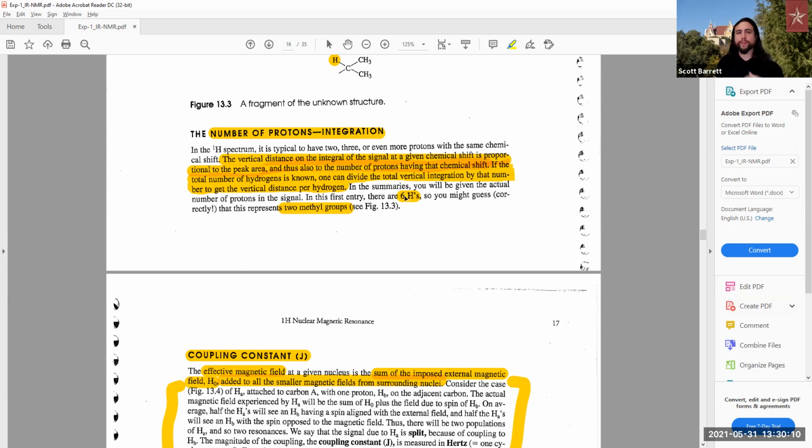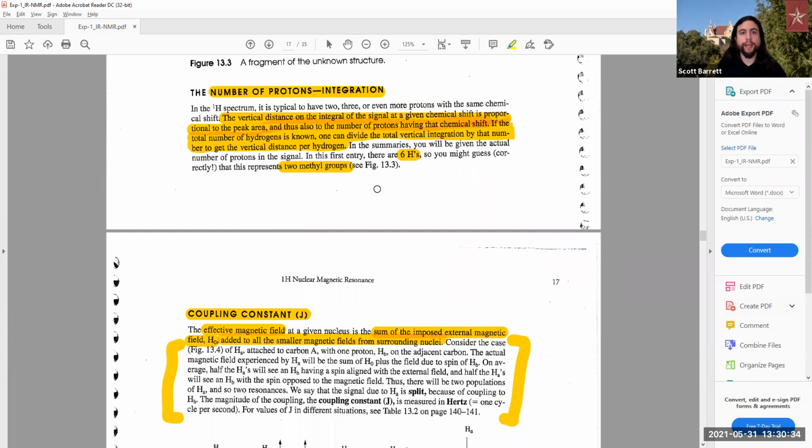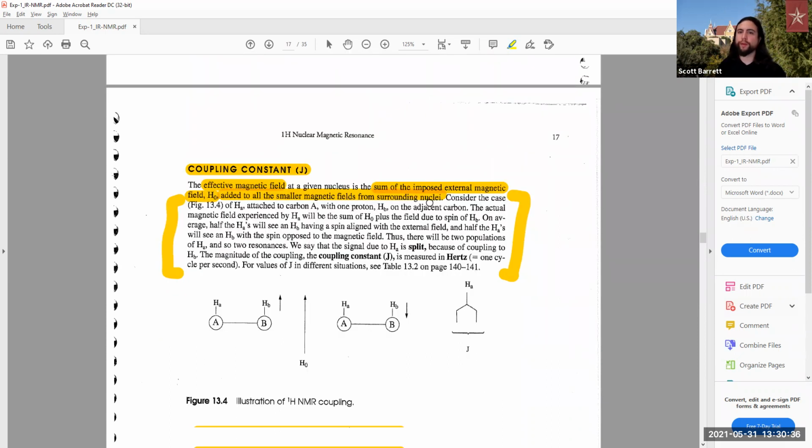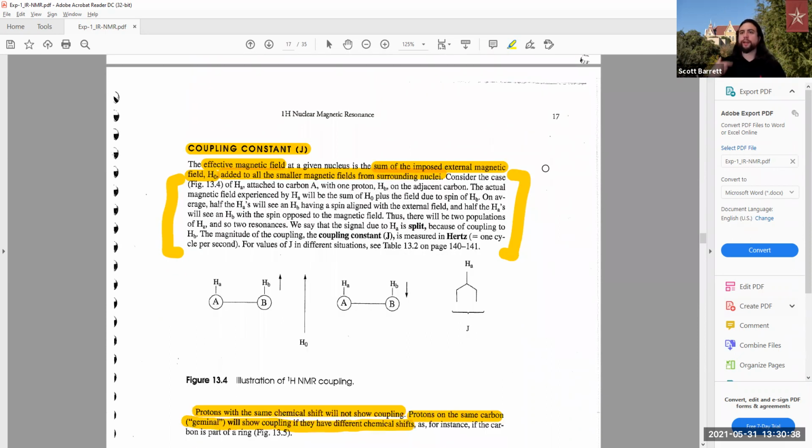In theory, there are 6 hydrogens, so you might guess that this represents 2 methyl groups in that instance. The 2 methyl groups, if they're symmetric, will integrate together. That means you would have a group of 3 hydrogens here and a group of 3 hydrogens here. They integrate together, and the peak you would see would be 1 peak, a total of 6 hydrogens integrated under that area.